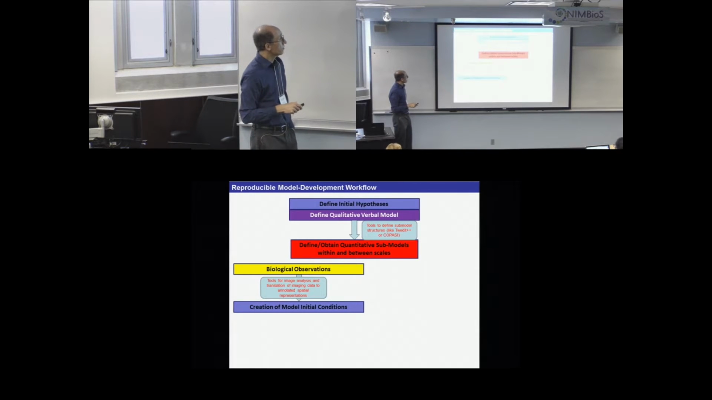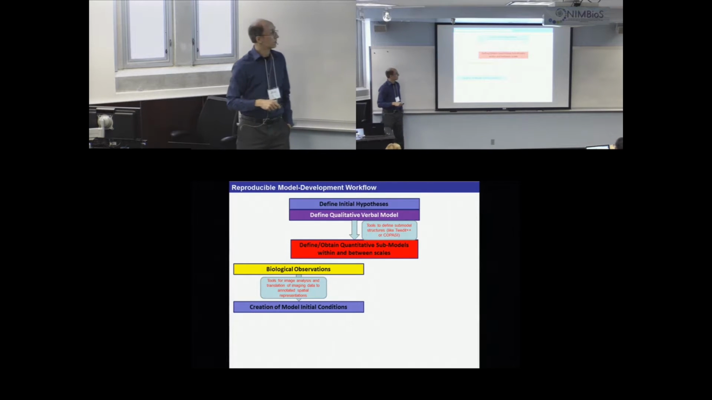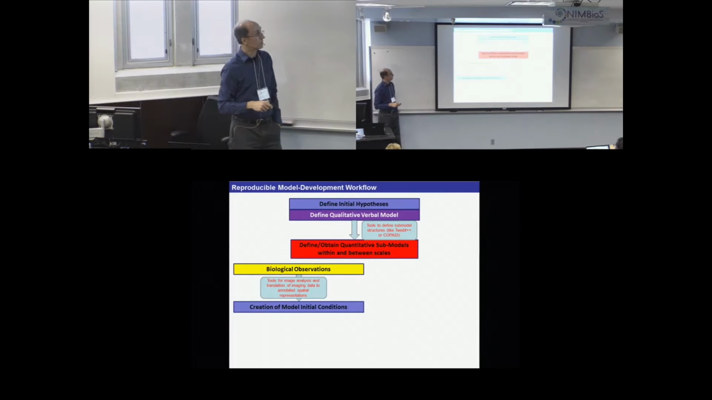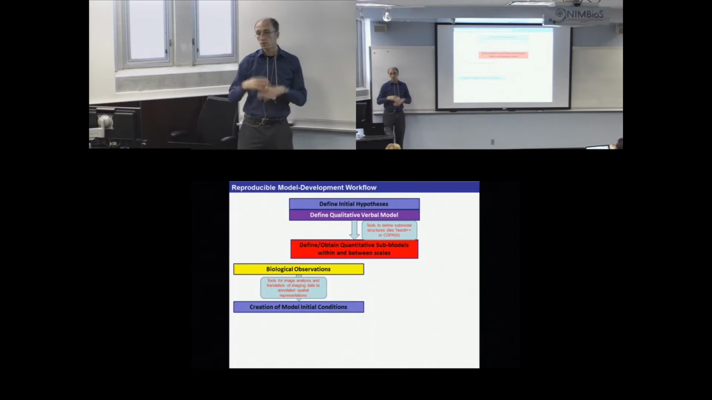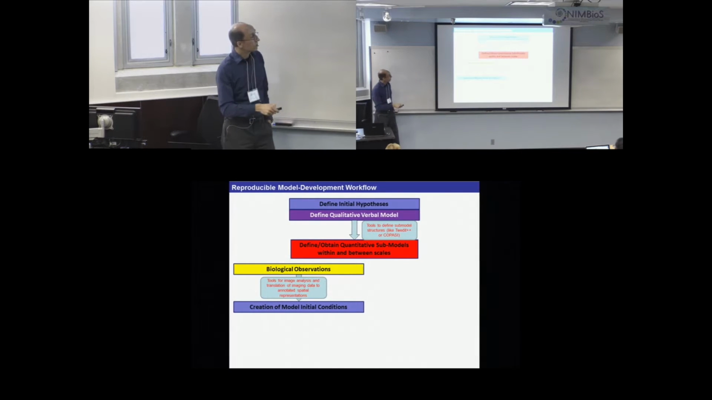Based on biological information, we have to create initial conditions. Usually, if we are lucky, if we work with clinicians, it can be an MRI scan, it can be a CT scan, or it can be microscopy data. Okay, and we need tools for that. So for each of those arrows, we need tools.